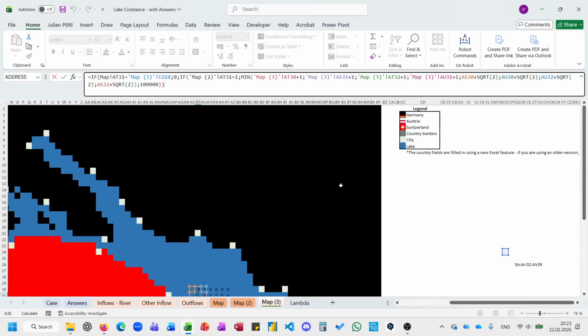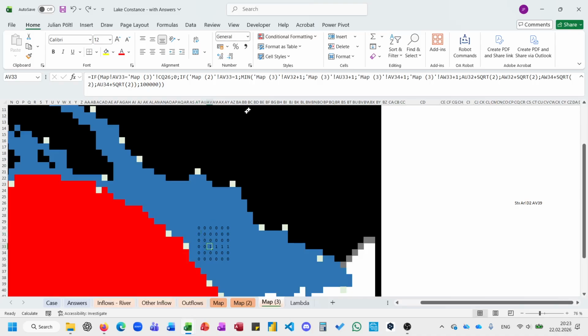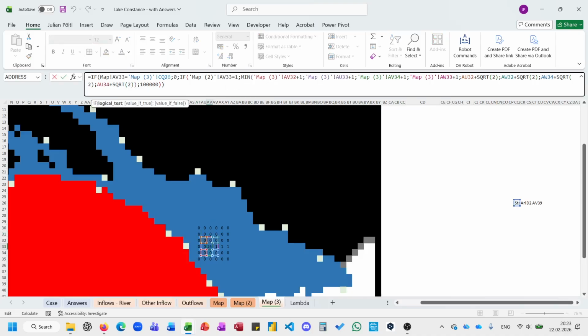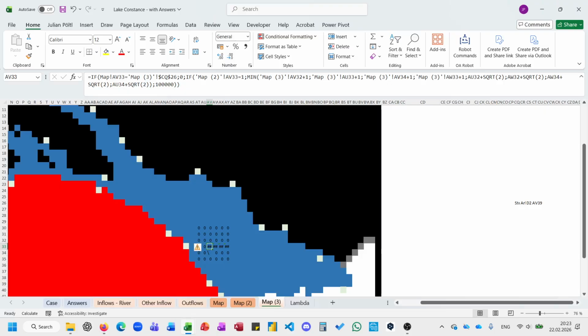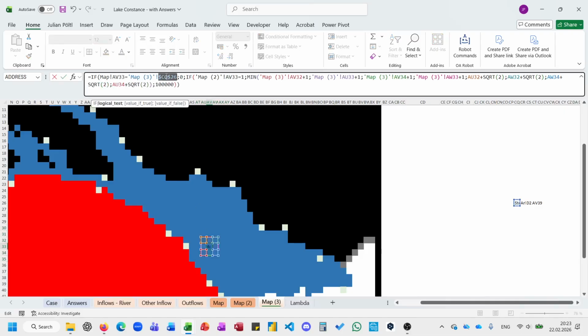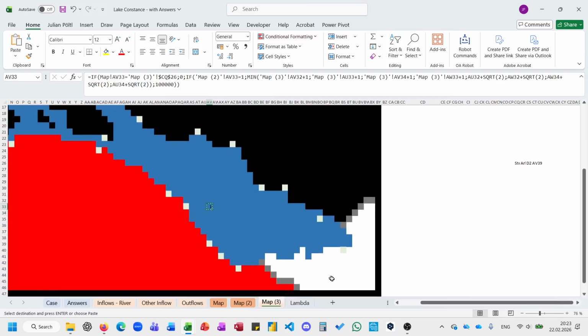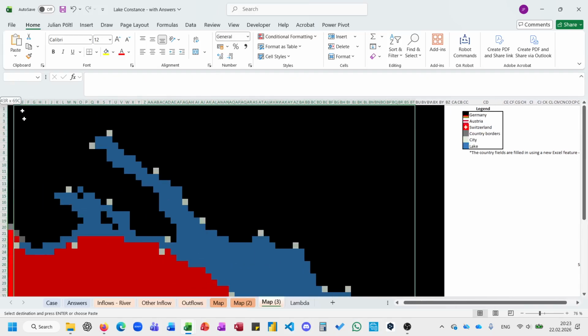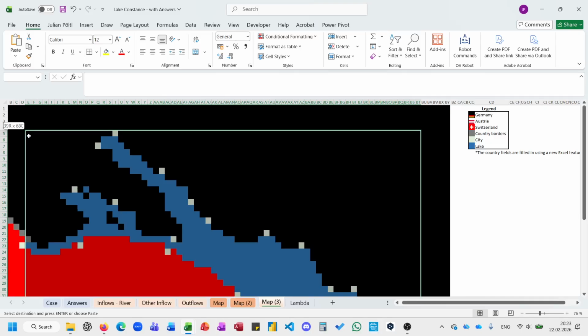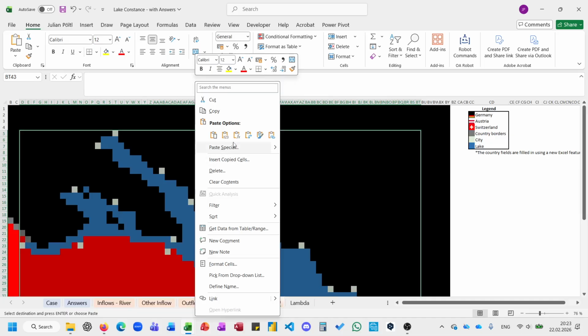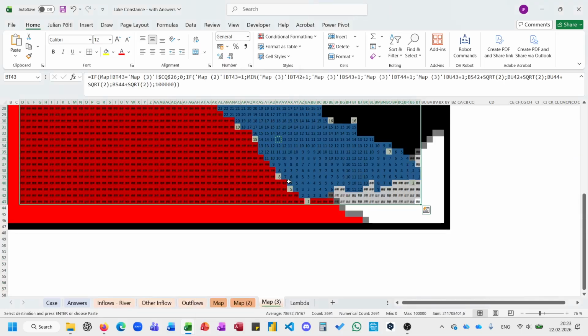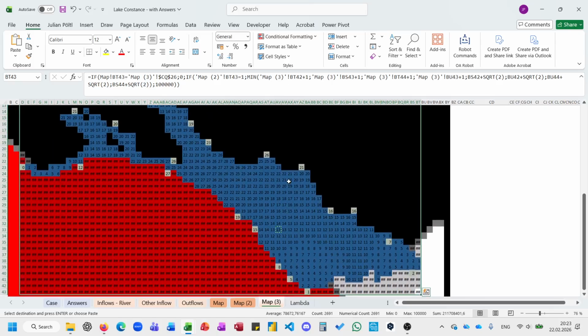I know what the issue is. Julian, you should make this here. This cell reference here is an absolute reference. Of course. Now fill in formulas.